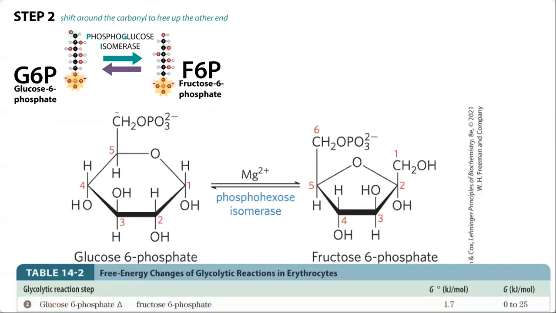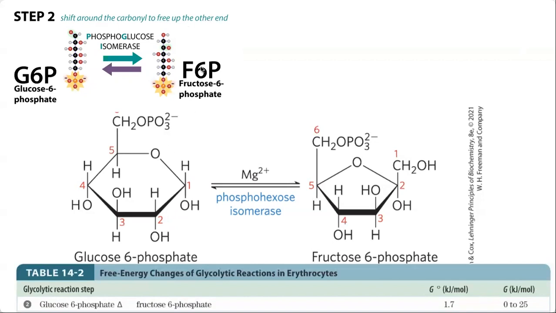Okay, what about the next step? Well, here we just have an isomerization reaction. We're not changing the number or the type of atoms. We're just shifting things around. So we're moving the position of this carbonyl, and this is going to free up this end-hydroxyl group so that we can phosphorylate it. The enzyme that's going to do this is phosphohexose isomerase, sometimes called phosphoglucose isomerase. So you'll see it called both of these things. You can see that it's got a pretty neutral delta G, so this is going to be easily reversible depending on things like the concentrations.